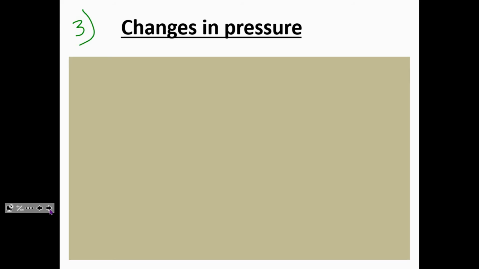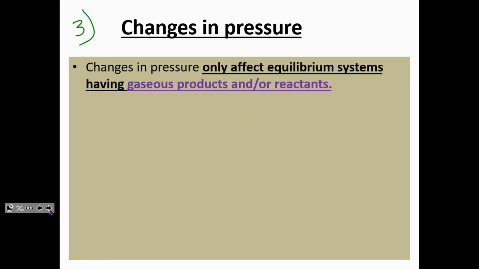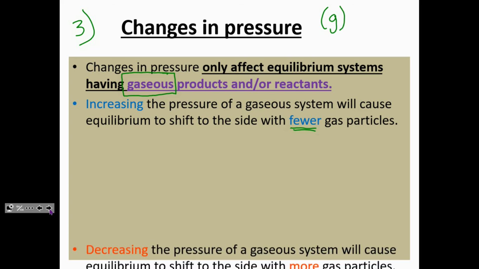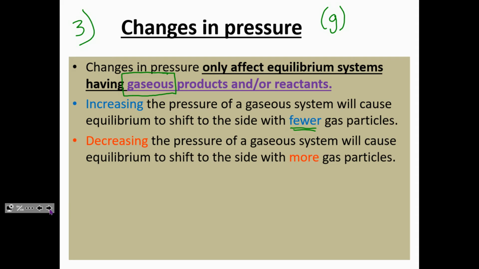Okay, factor number 3, changes in pressure. Changes in pressure only affects equilibrium systems that have, keyword, gaseous products and or reactants. Increasing the pressure of a gaseous system will cause equilibrium to shift to the side with fewer gas particles. So we're only concerned with this symbol right here, gas. Decreasing the pressure of a gaseous system will cause equilibrium to shift to the side with more gas particles.